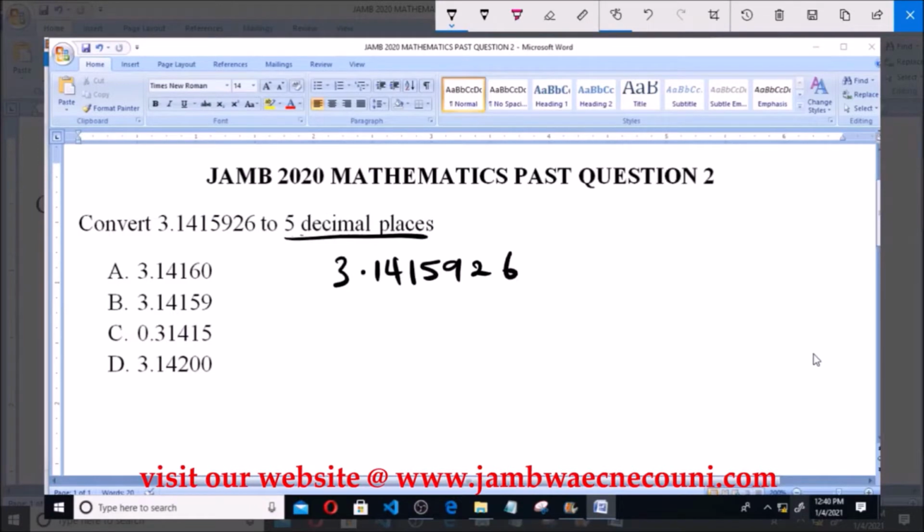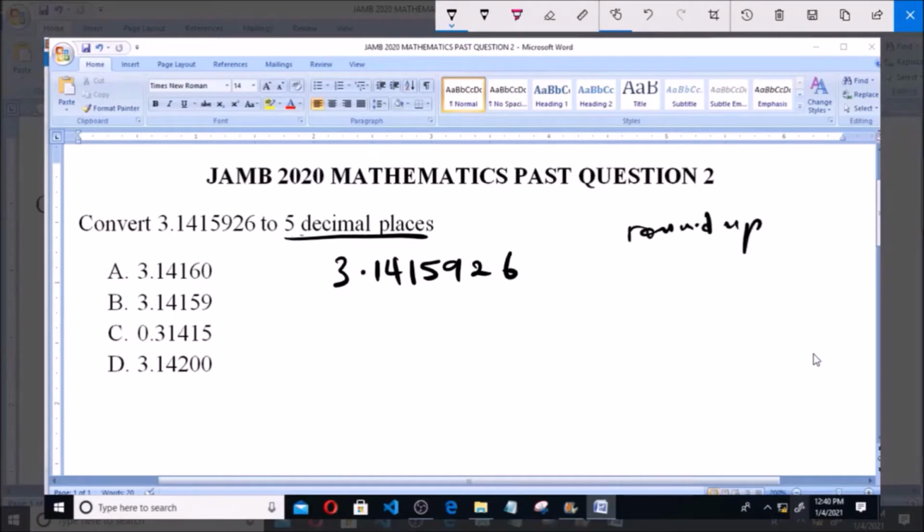Now bringing it to 5 decimal places, it simply means at the decimal point we either round up or we round off. Now we only round up when the number we're discussing here is above 5. Now let's look at it. In 5 decimal places we have 1, 2, 3, 4, 5. Now the number after this 9 is 2, and 2 is not up to 5, so we cannot round up. What we can only do here is to round off, and by rounding off we now have 3.14159. So this is it in 5 decimal places, and that is option B.